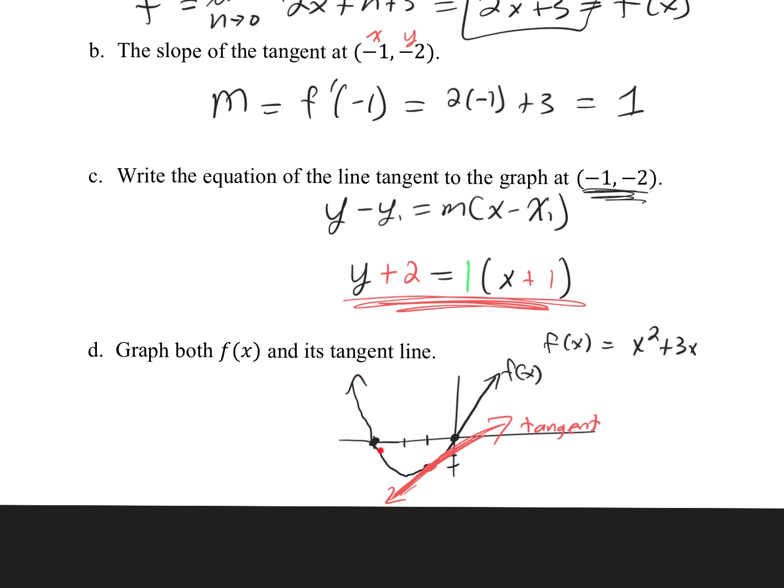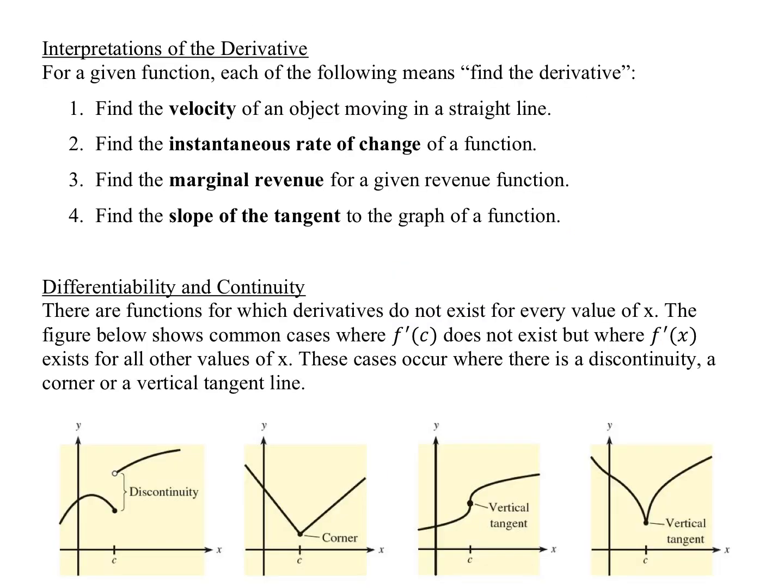The idea is that you had a graph, we were given a point on the graph, and we were able to compute the exact slope of the line that would hit that graph at exactly one spot. All right, let's talk about interpretations of a derivative. All of these interpretations spring out of the idea that the derivative really is a rate of change.